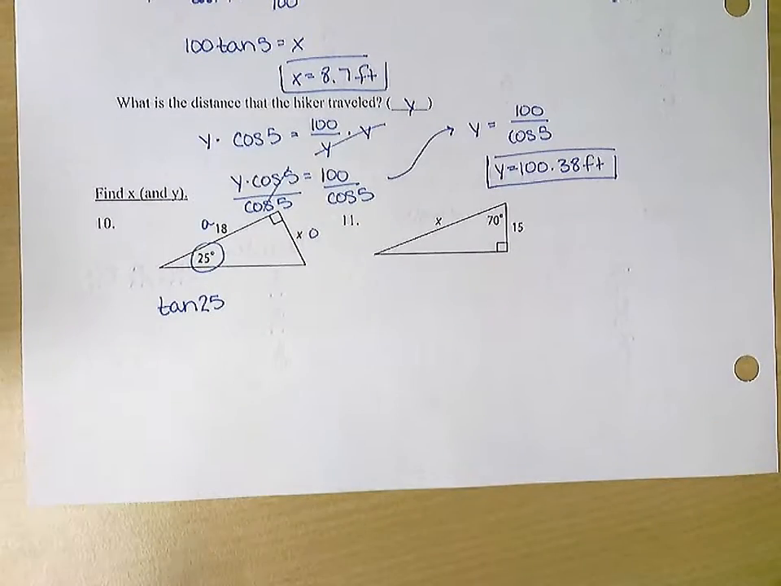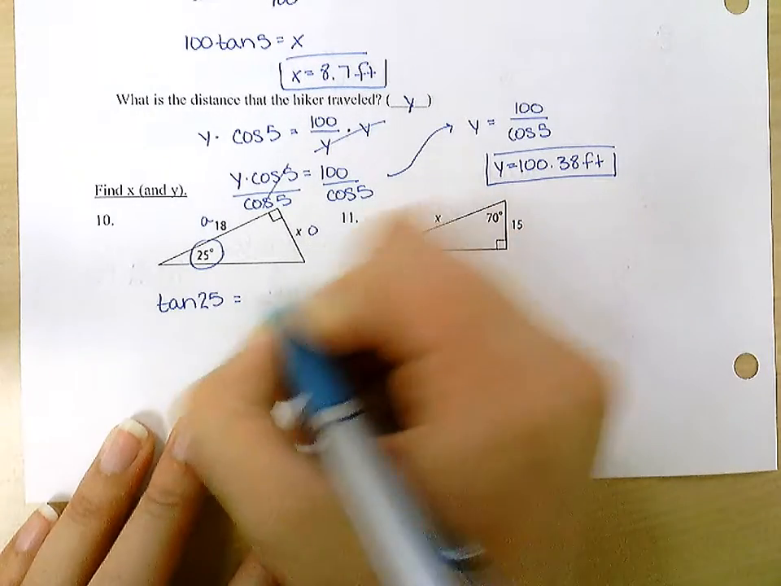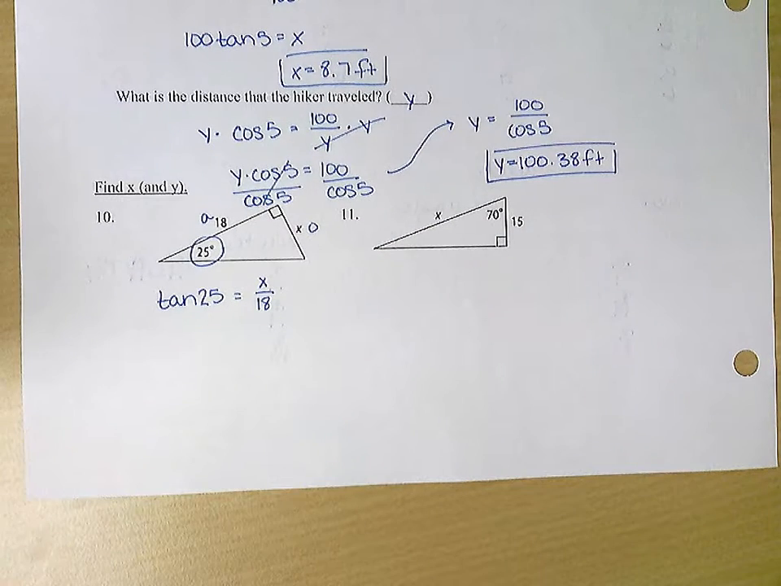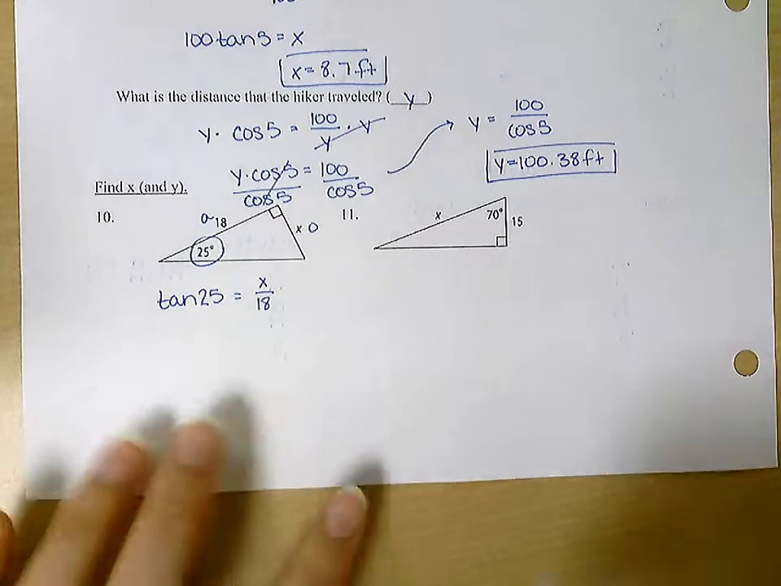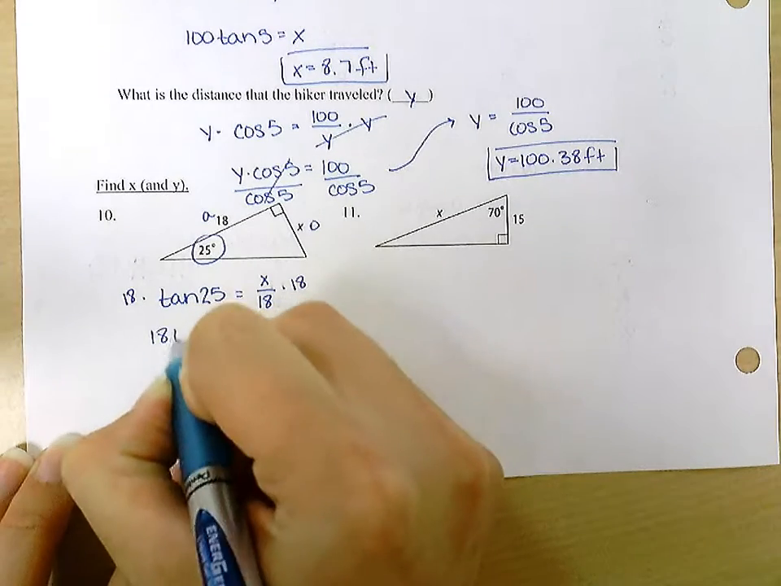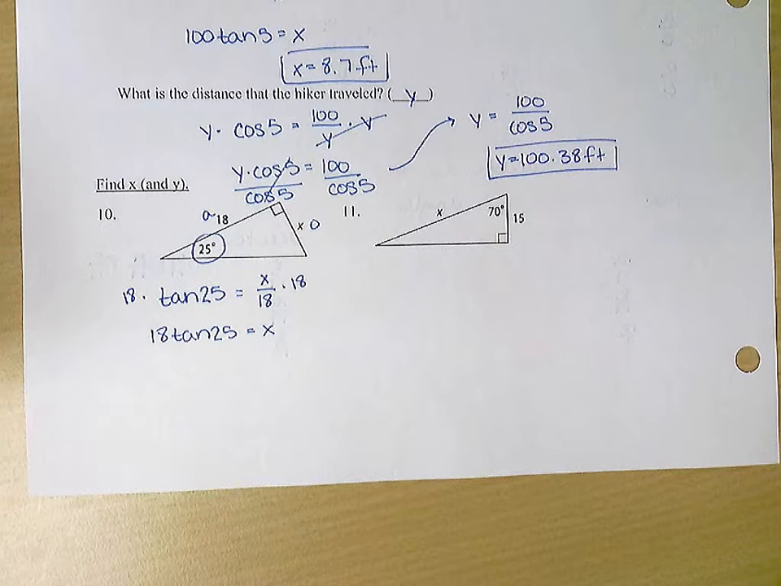So I have tangent of 25 because that's the angle I'm going from. That's equal to my ratio of sides. So the opposite side is x over the adjacent side is 18. What am I multiplying by? 18. So I end up with 18 times the tangent of 25 is equal to x. And you can plug that into your calculator. Make sure you know how. Plug it in before I give you the answer.